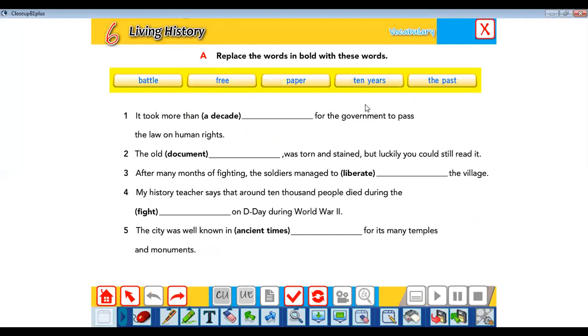It's okay. If you know the answer, you can raise your hand and I'll choose. Yes, Noor Asam, you can answer now. Number one. Yes, 10 years. Very good. Decades means 10 years. Number two. It took more than 10 years. Very good. Thank you, Noor.